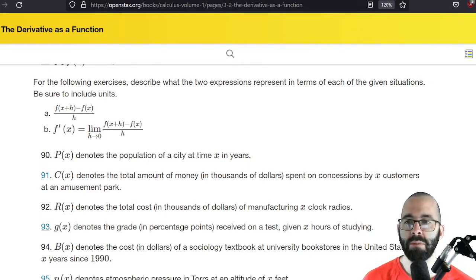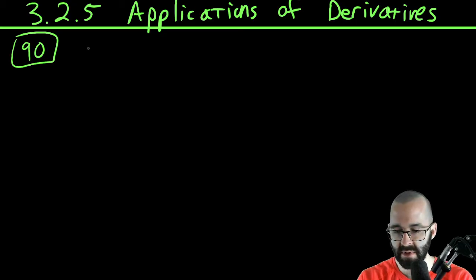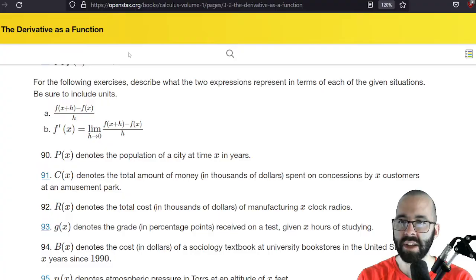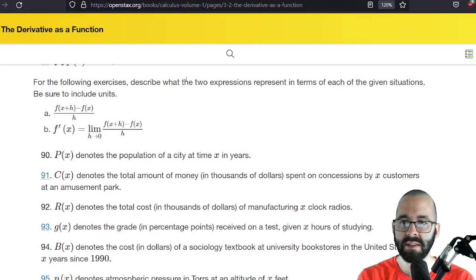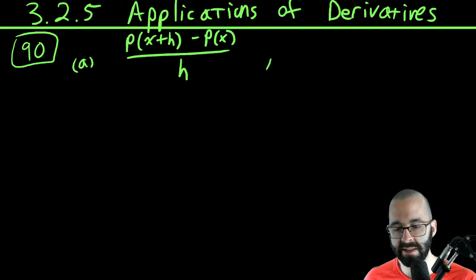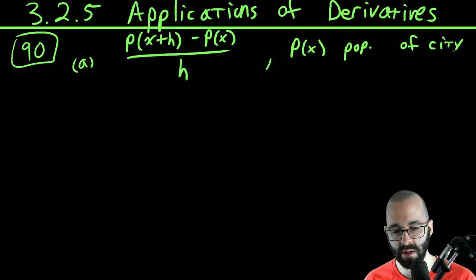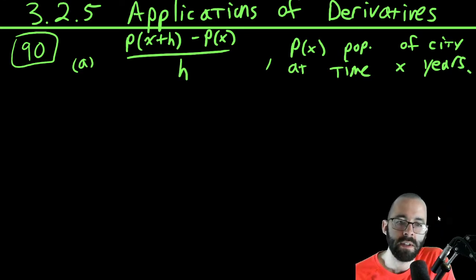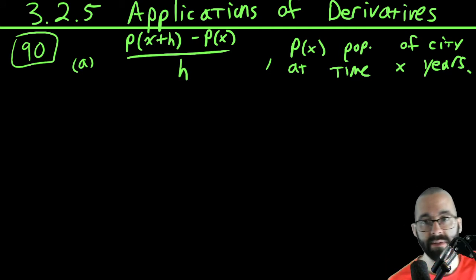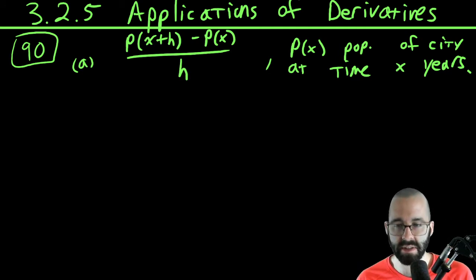So we're looking at the function p instead of the function f. So for A, it wants us to look at p of x plus h minus p of x all over h, where p of x is the population of a city at time x in years. So this is the average rate of change, average growth rate of that city. And that's all it wants you to say.